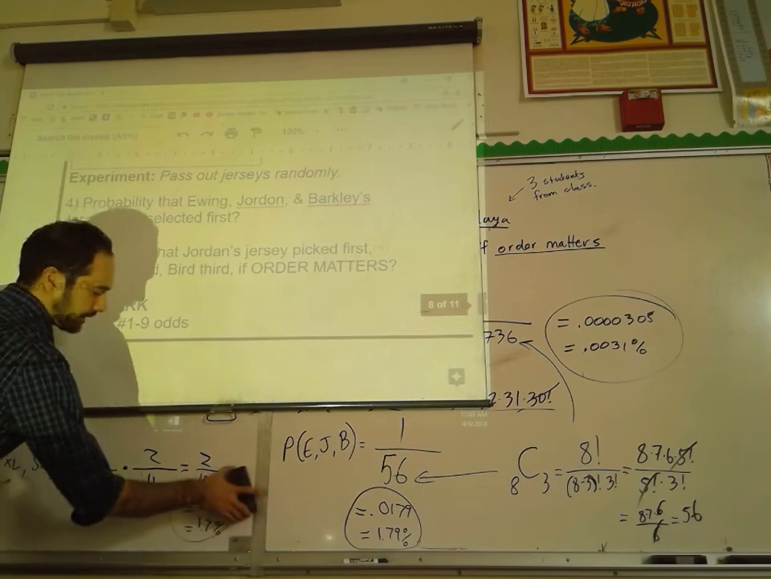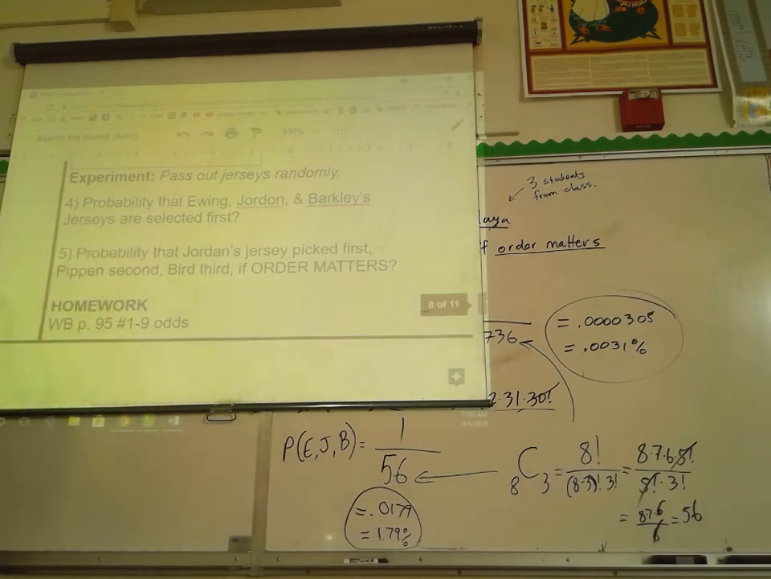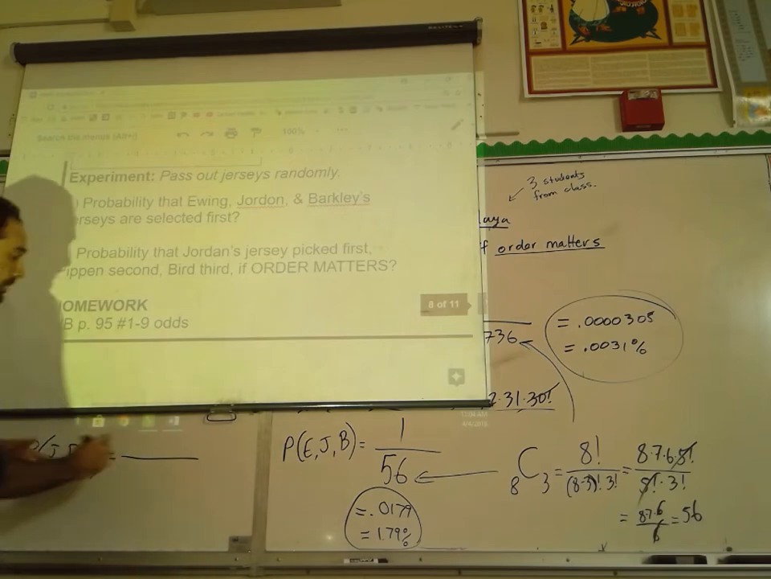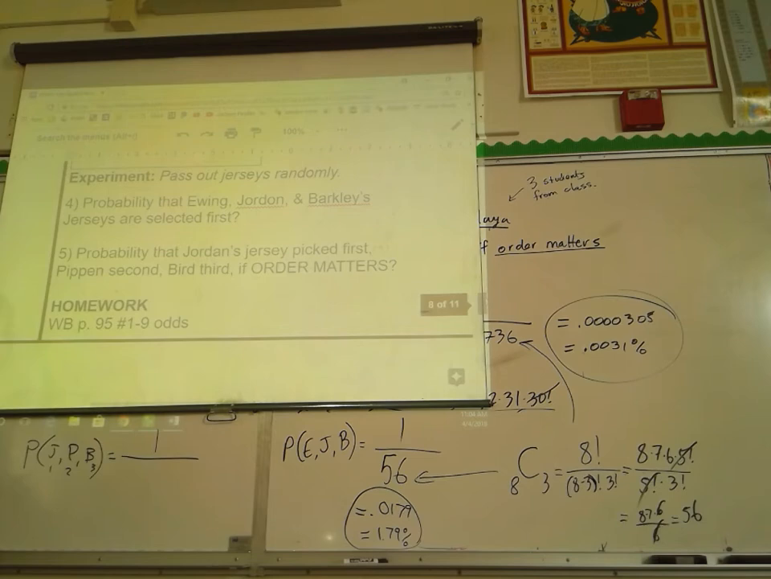All right. So the last bit here was the key part that we need to remember with this, that what matters? Order. Order matters. So I'm looking to get Jordan's jersey first. I'm going to get Pippen second and Bird third. How many ways are there for me to pull those out in order just like this? Jordan, Pippen, Bird. How many ways can that happen? One way. There's only one way that can happen. That's what goes on top. Our desired outcome, how many ways to do it? 1. On the bottom, here we know that since order matters, we're dealing with a permutation.